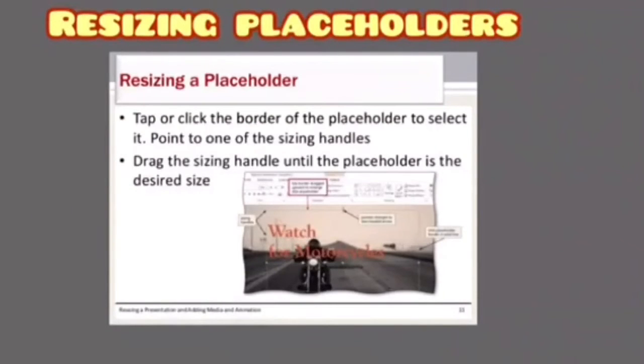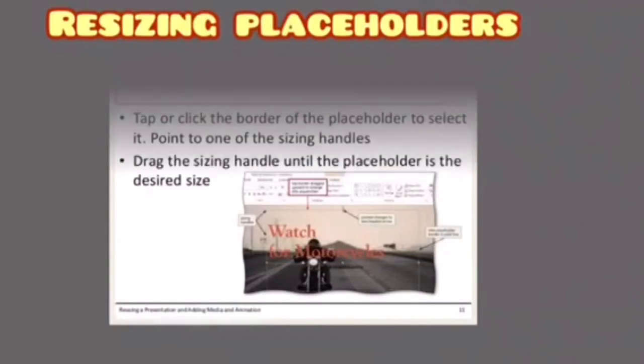You have a circular handle to rotate the placeholder. If you can see in your textbook, there is a round handle on the top where you can rotate this particular placeholder or particular picture. If you want to rotate it, you can click on that round handle and rotate it.